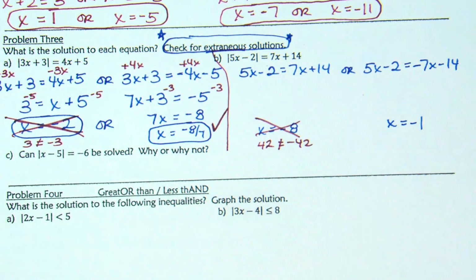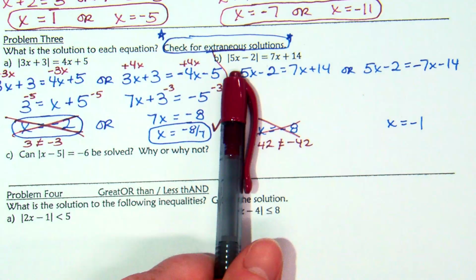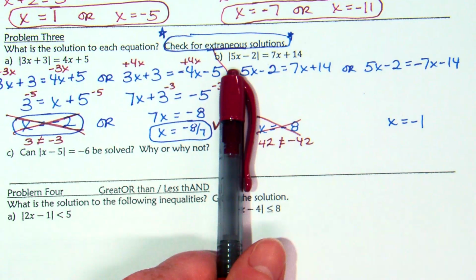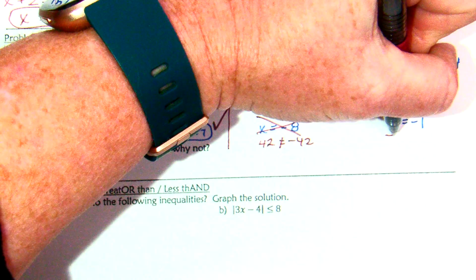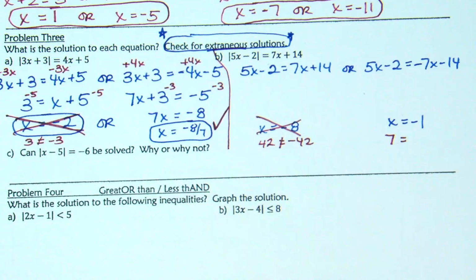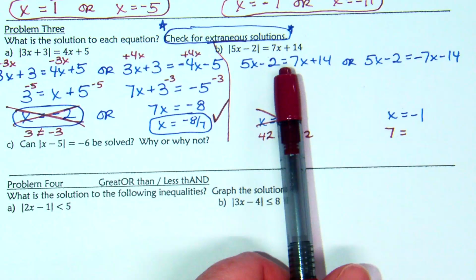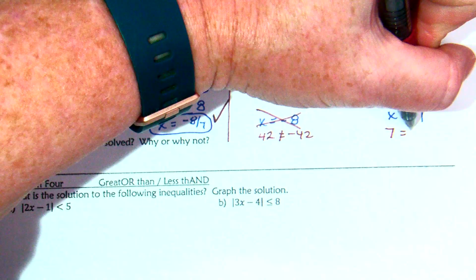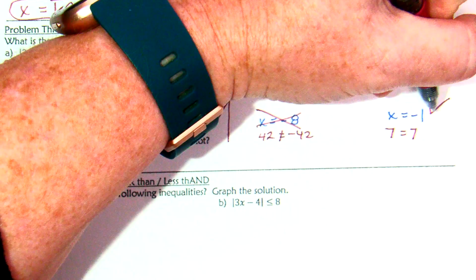Try negative 1. 5 times negative 1 is negative 5 minus 2, negative 7. Absolute value of negative 7. It's positive 7. Okay, put in negative 1 on the right. 7 times negative 1, negative 7, plus 14, positive 7. What did we just find out? Yeah, x equals negative 1 is a working answer. Okay, so that's a little bit more about how to check them.